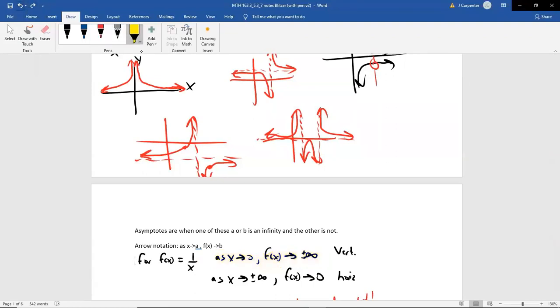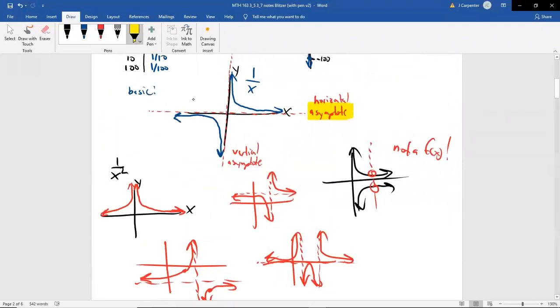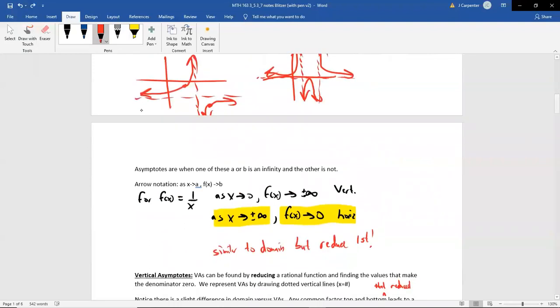Conversely, as you move left or right forever, that's with x moving to plus or minus infinity, your function moves to a height of 0. And that's what we see right here and here. As we go left or right forever, this thing flattens out. So as x moves left or right forever, the function goes to 0.